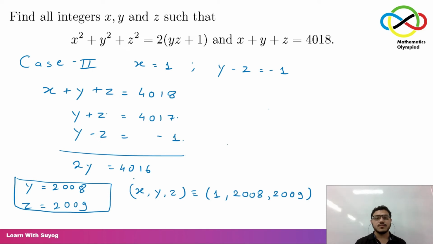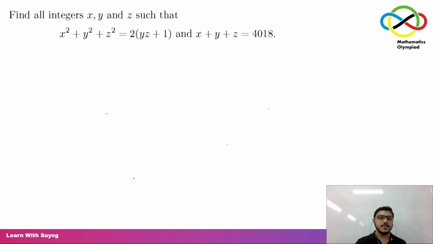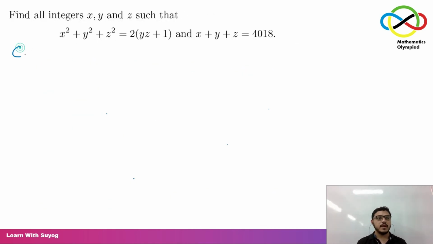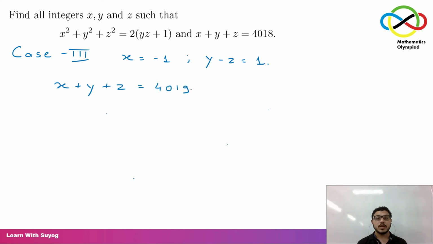So in the third case, what we can do? In the third case, we can assume x to be equal to minus 1 and y minus z to be equal to 1. And when we solve this, we can use the second equation, that is x plus y plus z equals 4018. So y plus z would be equal to 4019 if we put x to be equal to minus 1 and y minus z to be equal to 1.